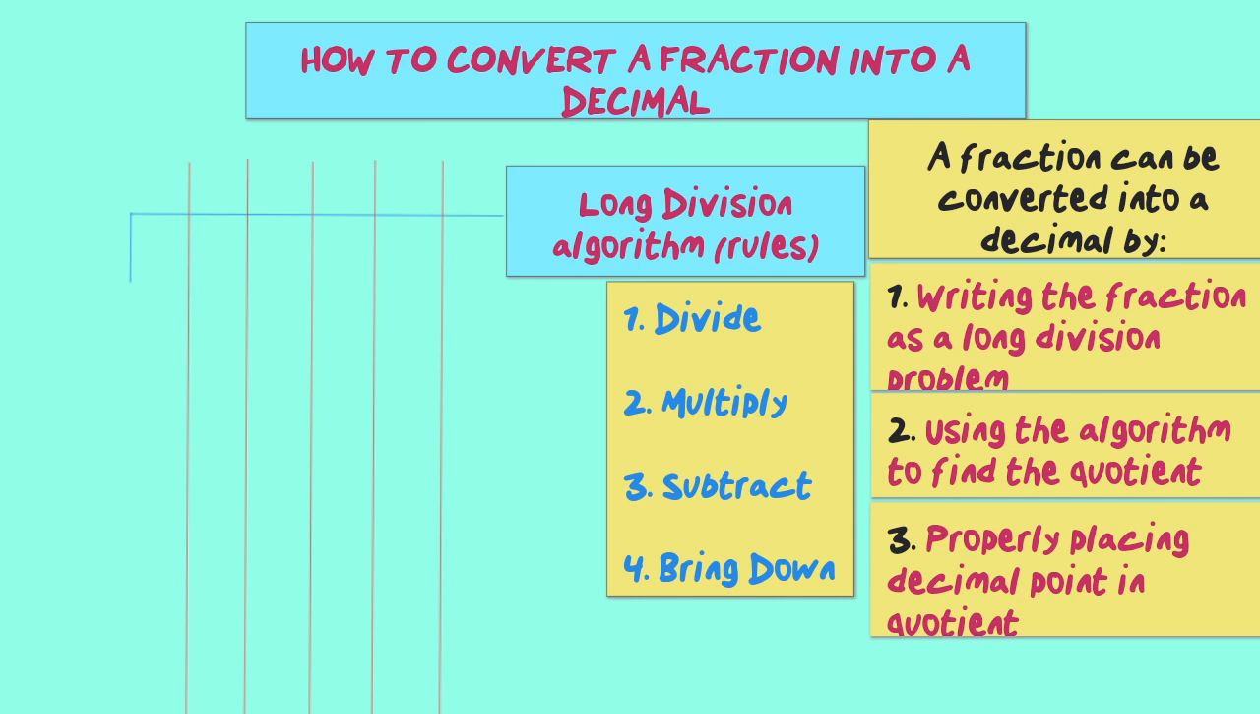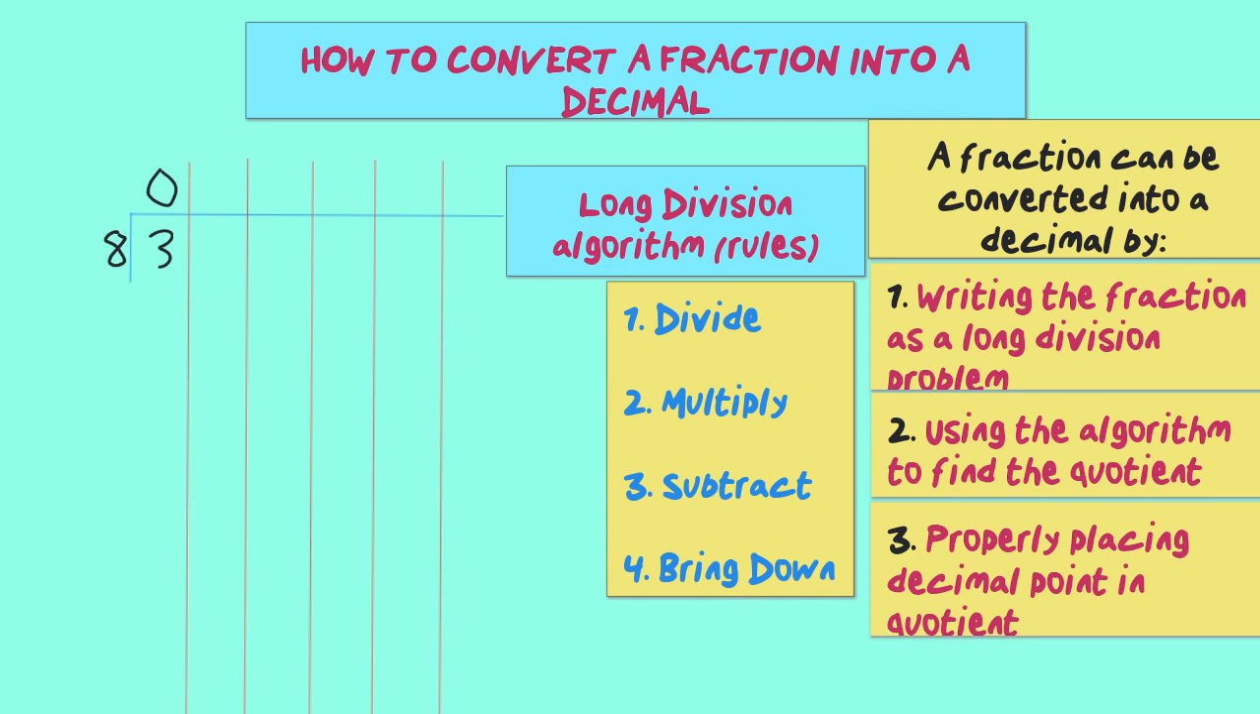Let's go with the problem that we're working with. We have 3 divided by 8. So the first thing we want to do is ask ourselves, how many times can 8 go into 3? Well, 8 can't go into 3, and so we would put a 0 here. 8 can go into 3 0 times. So 0 would be our first number in our quotient here at the top.